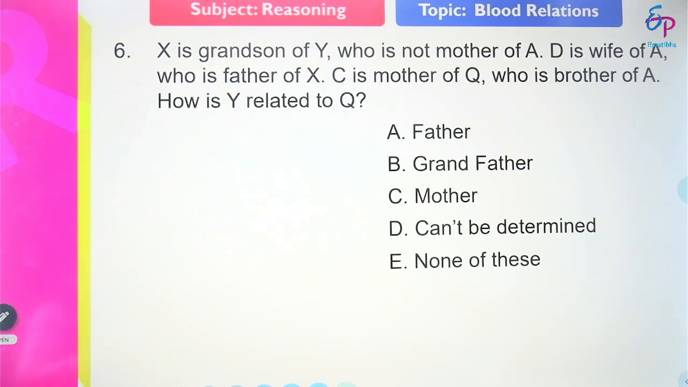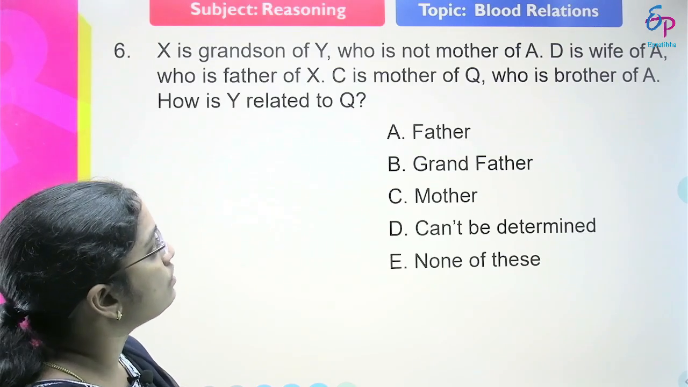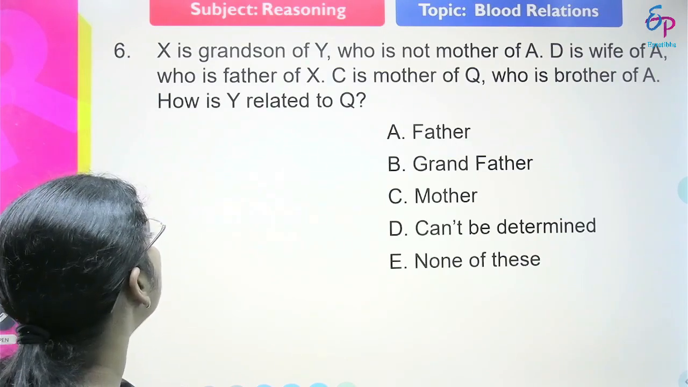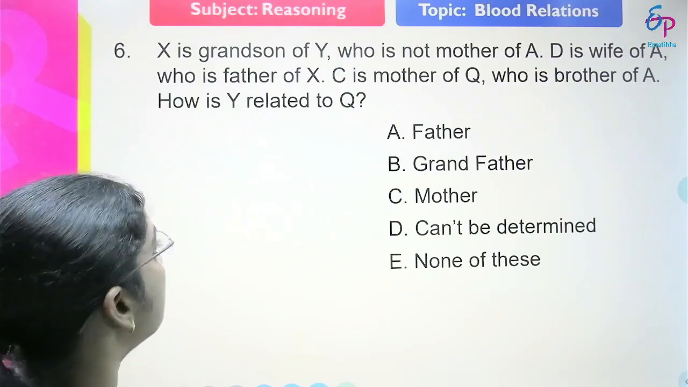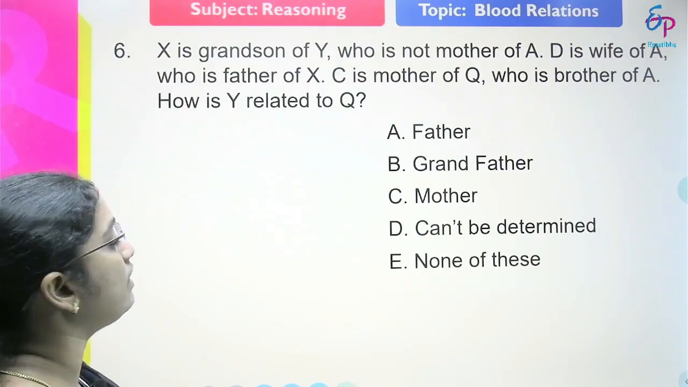Next, X is a grandson of Y, who is not mother of A. D is wife of A, who is father of X. C is mother of Q, who is brother of A. How is Y related to Q?